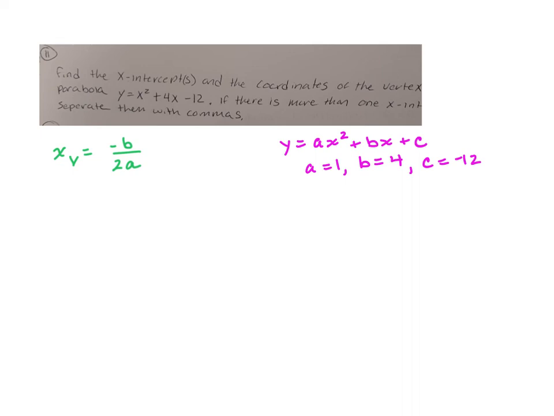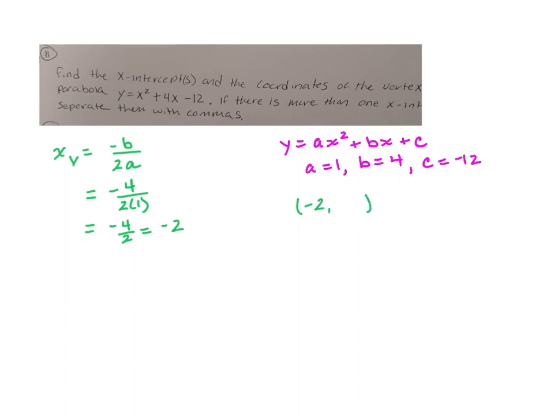But so the x value of the vertex, if it's the opposite of b over 2a, then the opposite of b is going to be -4, and then 2 times 1, because a is 1. So that means that I have -4 divided by 2, and that's just -2 for the x value of the vertex. So the x value is going to be -2.